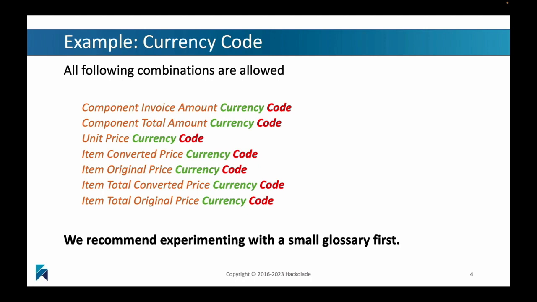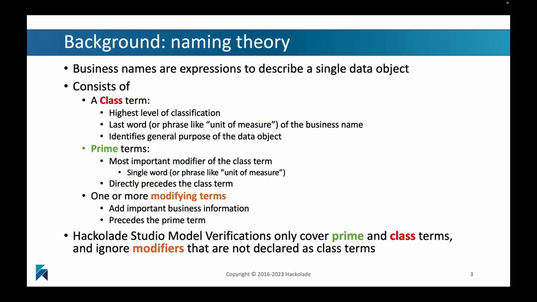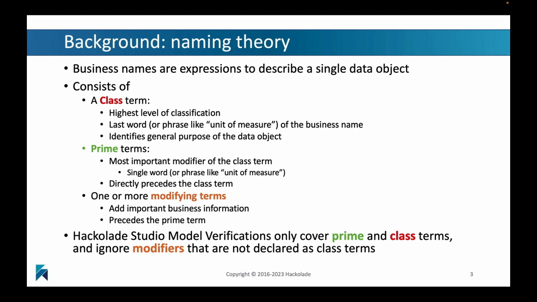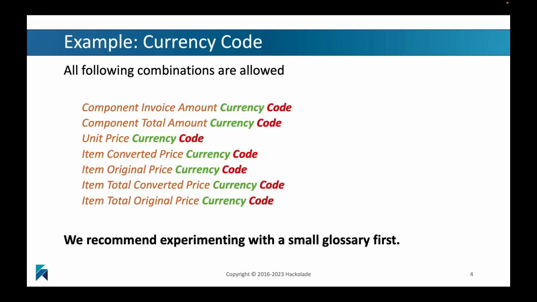Right? So for example, we have a data object that is concerned with a currency code. And as you can see here, it's color-coded. The code, this is the main classification that we are working with here. Then we have a prime term that basically explains that we're not talking about any type of code, we're talking about a currency code. And we are going to apply all of our model verifications to these two terms, to currency code. All of the other modifying terms, the orange bits that we have here, component invoice amount, currency code, component total amount, currency code, unit price, currency code. All of these different modifying terms are not going to be considered in our model verification. We are going to do the model verification based on the rules that apply to currency code.